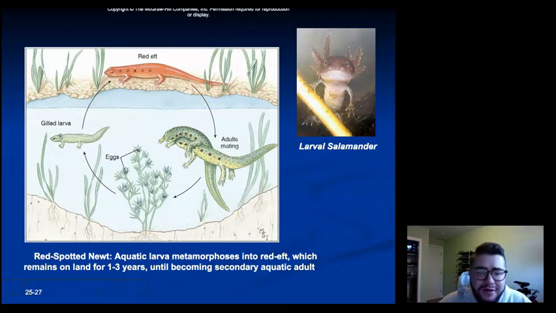The gilled larvae turns into this thing called a red eft, which actually stays on land for somewhere between 1 and 3 years, but then they transition into a more secondary aquatic phase as an adult, where they live out the rest of their life. And the difference between the adult and the larvae is the presence of the gills. And so the adults have lungs where they go up and breathe every once in a while.